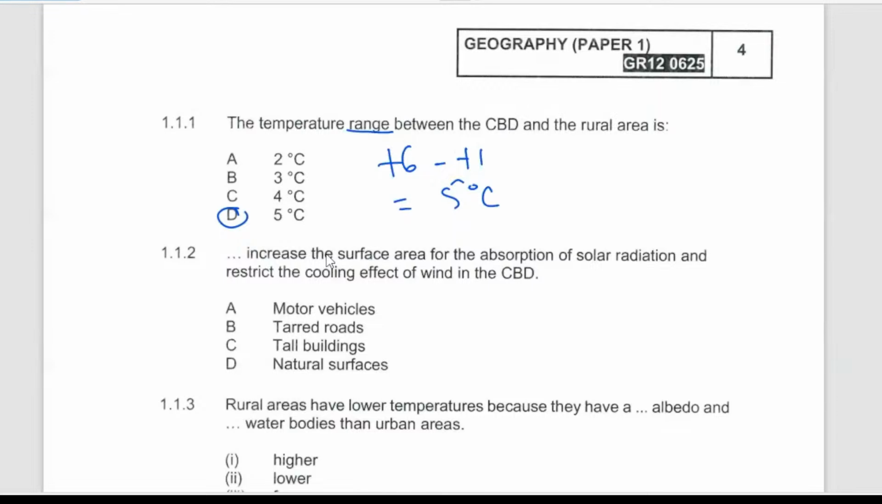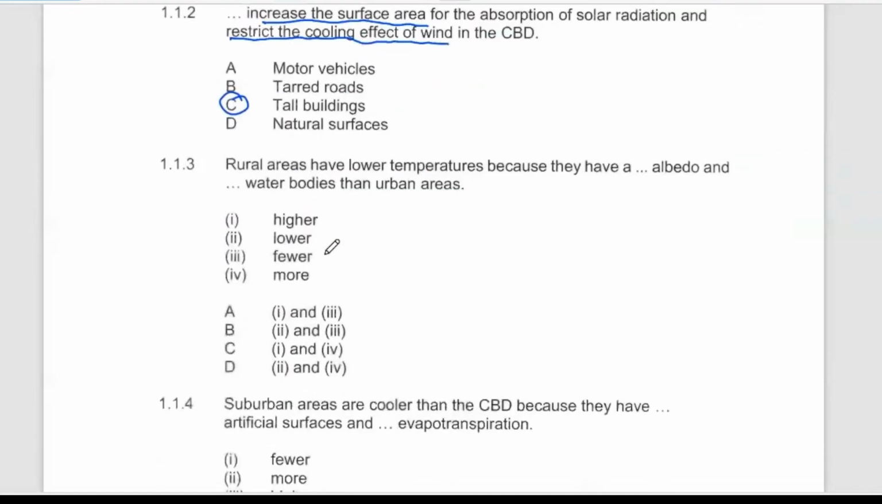Increase the surface area for the absorption of solar radiation and restrict the cooling. We are looking at increasing the surface area for the absorption of solar radiation and also restriction of the cooling effect of wind. Which one is likely to give that effect in the CBD? The correct response is tall buildings. Tall buildings have a larger surface area for the absorption of solar radiation, and because of their height, they restrict the cooling effect of the wind. Remember, the winds in the urban areas or in the CBD are channelized such that they do not pose a cooling effect in the CBD. Right, moving on to the next question.